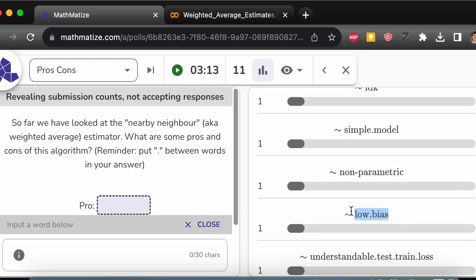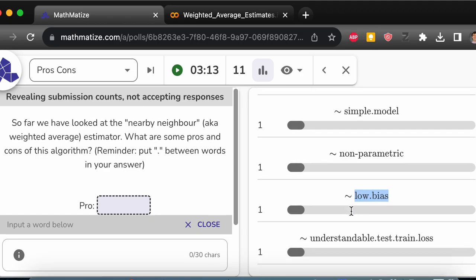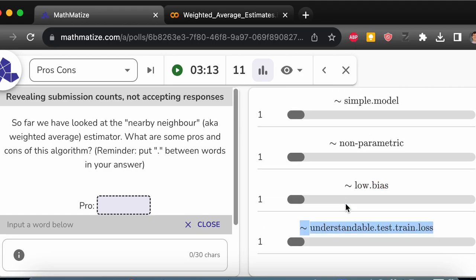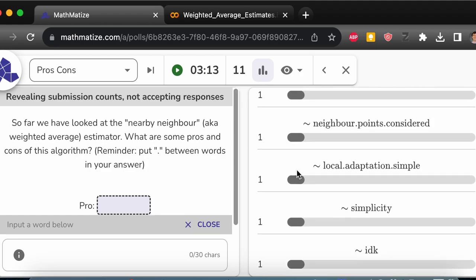Low bias. By tuning the size of the neighborhood, you can control the bias and the variance, so you can make it very low bias if you want by making a small window, or you can make it very low variance by making a bigger window. Yeah, and you can understand the test and the train. Everything is making sense. It's very simple.